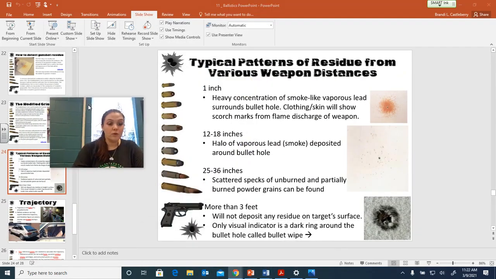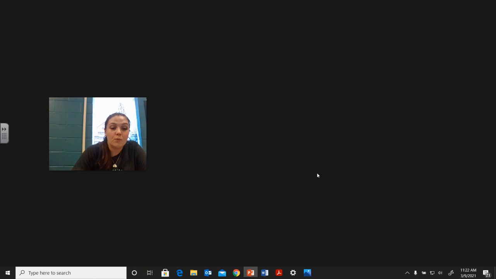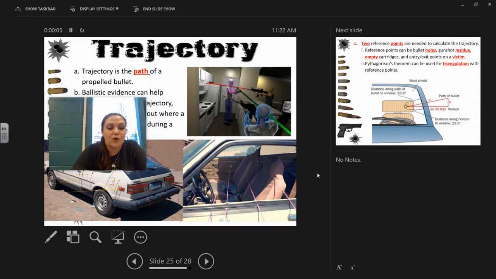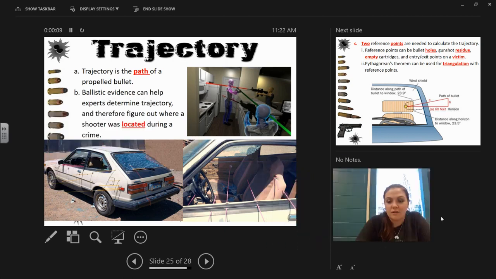Okay, so we are going to do the last set of notes over trajectory, and then we're going to practice it. So remember, if you get lost today, this is probably the hardest part of ballistics for sure, because the other parts really are not hard. It's just some basic stuff.